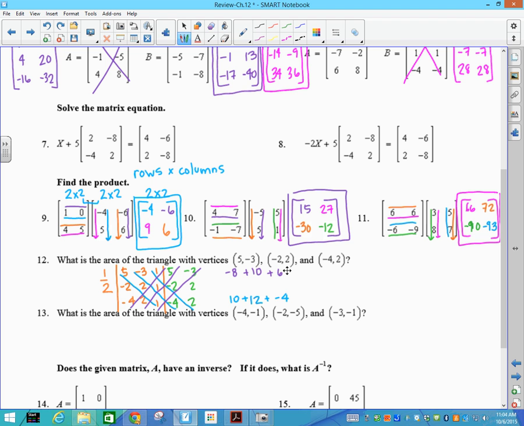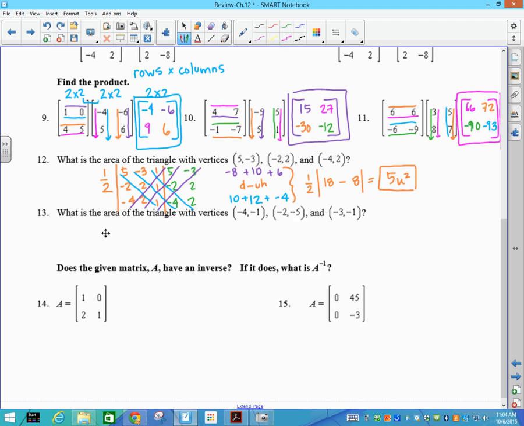So if I combine these two, remember it's always downhill minus uphill. So my downhill products give me 22 minus 4, which is 18, but this is 1/2 absolute value of 18 minus, add those together give me 8. And 18 minus 8 is 10, and half of 10 is 5. And area is always square units, so it's going to be 5 square units. All right, let's look at the next one.